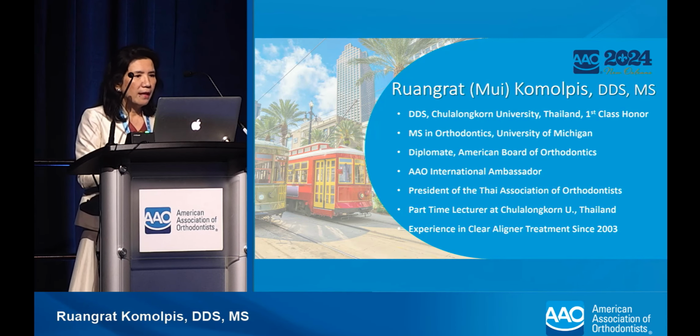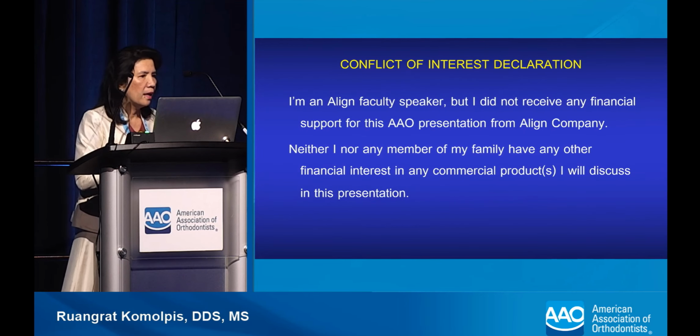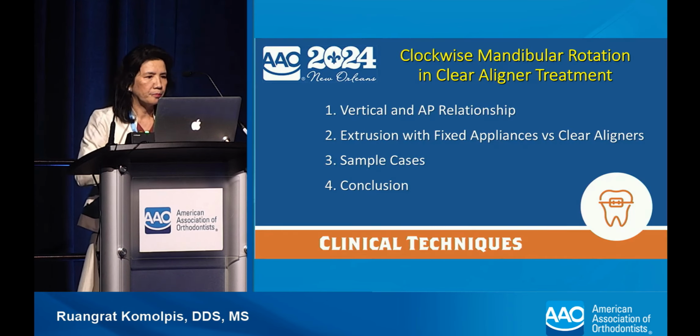I would like to introduce myself. I did my dental degree at Chulalongkorn University in Thailand, and I did my master's degree in orthodontics at the University of Michigan. I am a Diplomate of the American Board of Orthodontics. I am now an AAO International Ambassador, and I currently serve as the president of the Thai Association of Orthodontists. I teach part-time at Chulalongkorn University, and I started using clear aligners in 2003. I am an aligners faculty speaker, but I did not receive any support for this presentation.